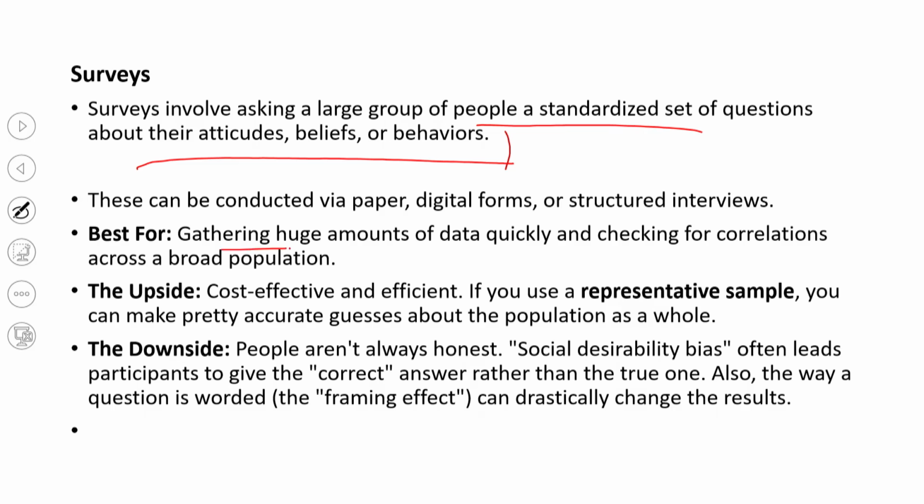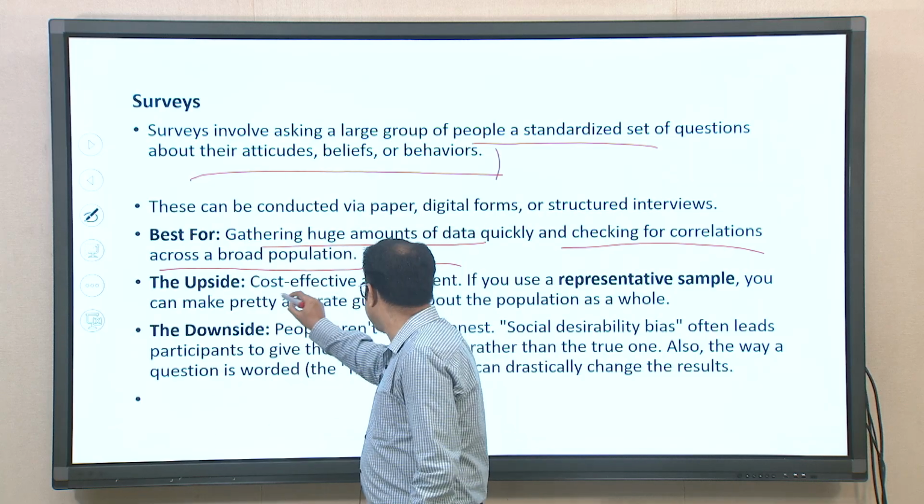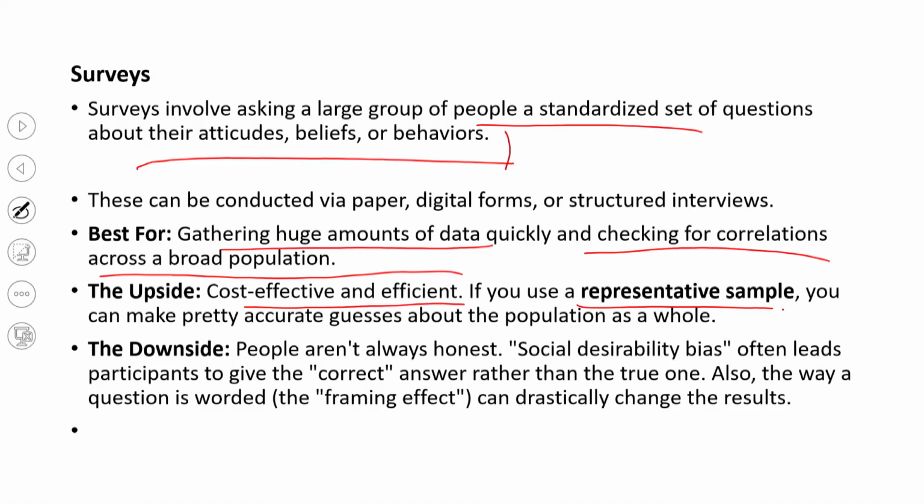These are best for gathering a huge amount of data quickly and checking for correlation across a broad population. The best part is that you can quickly get a large amount of data from a large section of people at a time. So, it is very cost effective and efficient. If one uses a very representative sample, meaning a sample which accurately represents the population, then you can draw pretty good and accurate conclusions about the population based on a small sample. A lot of studies use such surveys on a sample and then generalize to the population. The downside of it is that people are not always honest.